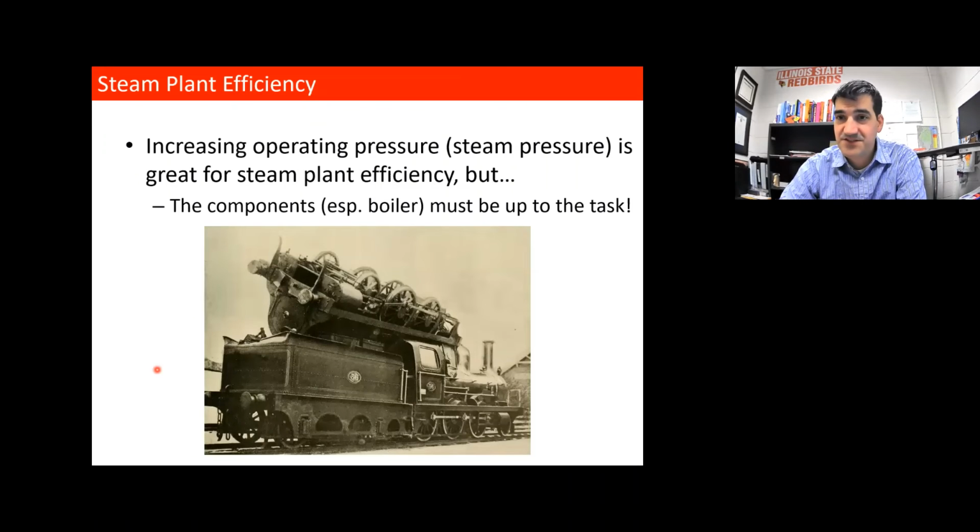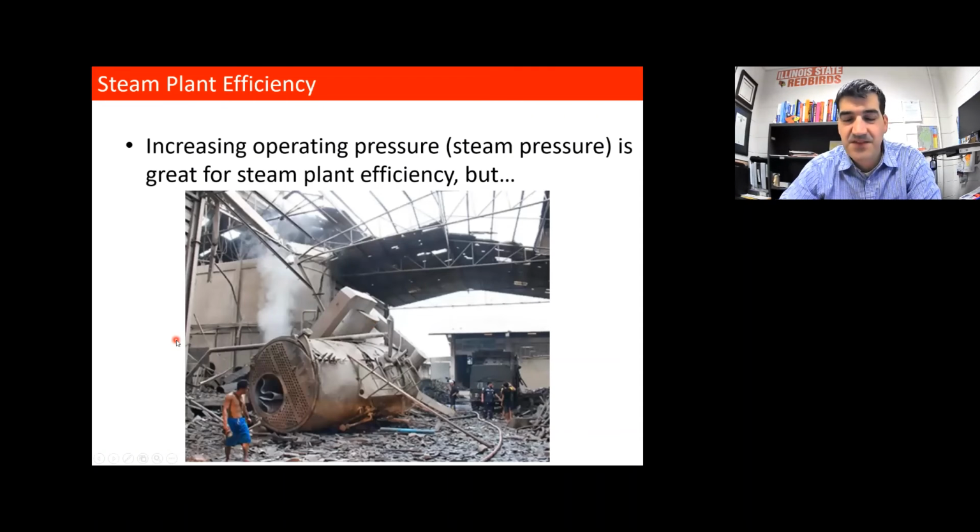Here's another one that wasn't even a steamship. This was a steam locomotive, but they had some of the same problems, and they have some of the same systems because, again, it's a steam cycle. It's a steam system, and you make it more efficient by increasing the operating pressure. So here's an example of a steam locomotive that exploded, and when it exploded, it actually picked up the locomotive and threw it on top of this other locomotive, resulting in a lot of damage to both of them, I'm sure.